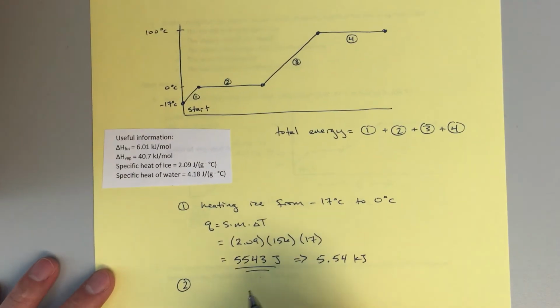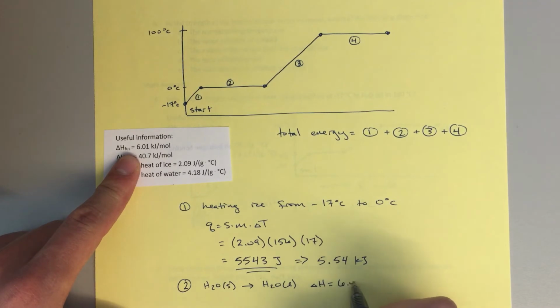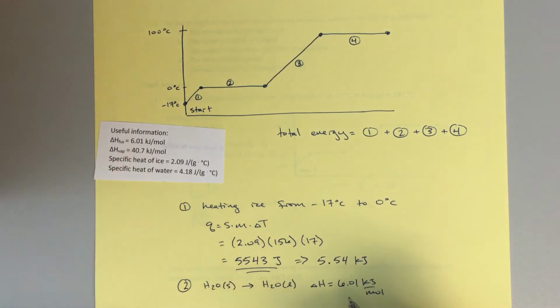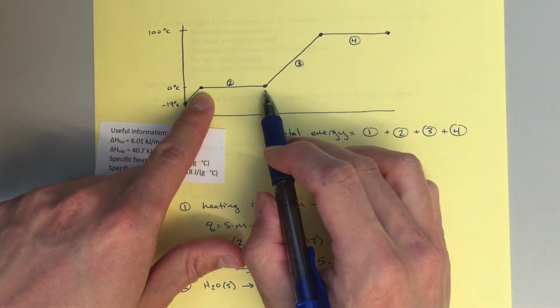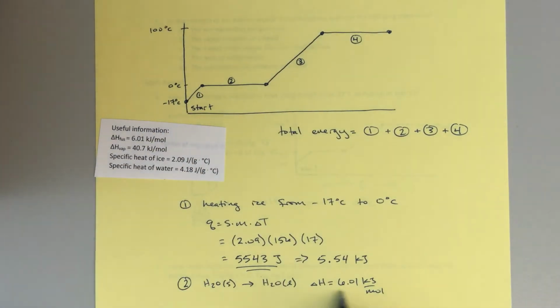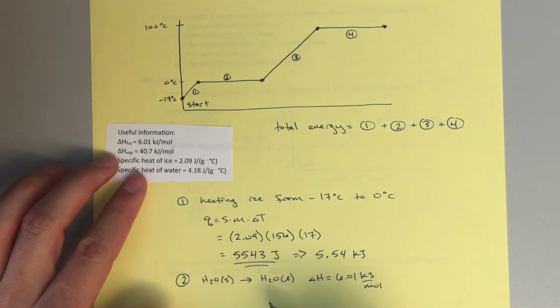Step 2, that's going to be my phase transition. I'm going to go from H2O solid into H2O liquid, and there's a delta H associated with that. That delta H is this delta H of fusion, 6.01 kilojoules per mole. So that tells me if I want to turn 1 mole of H2O solid into 1 mole of H2O liquid, then I need to apply this amount of energy per mole.